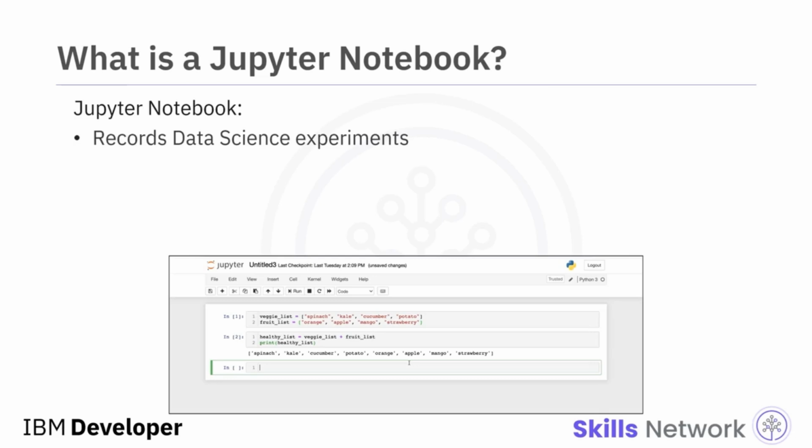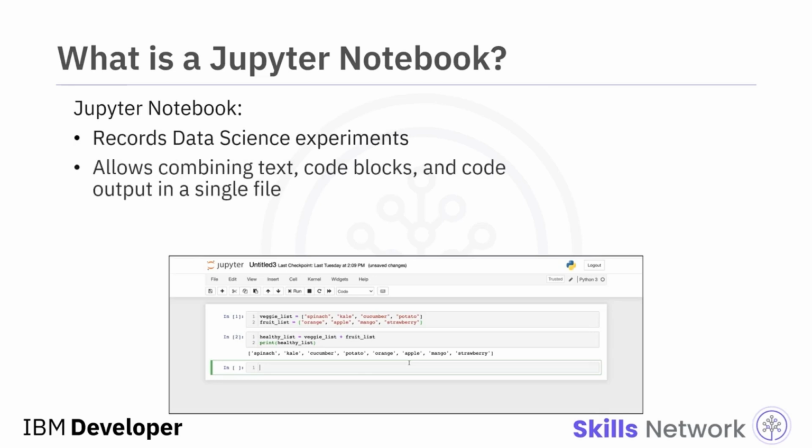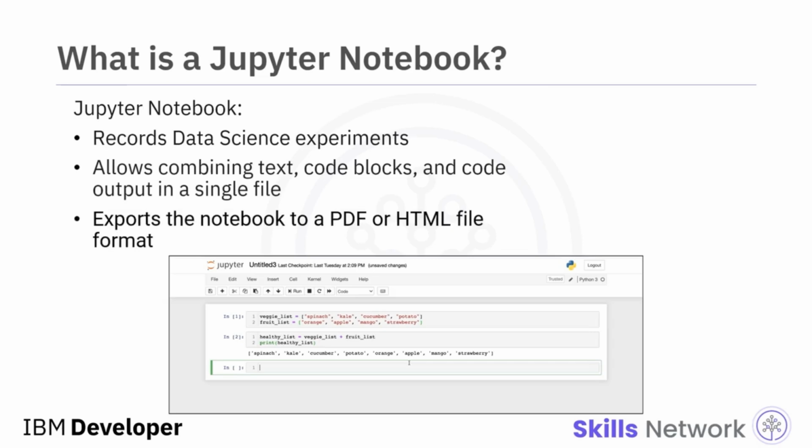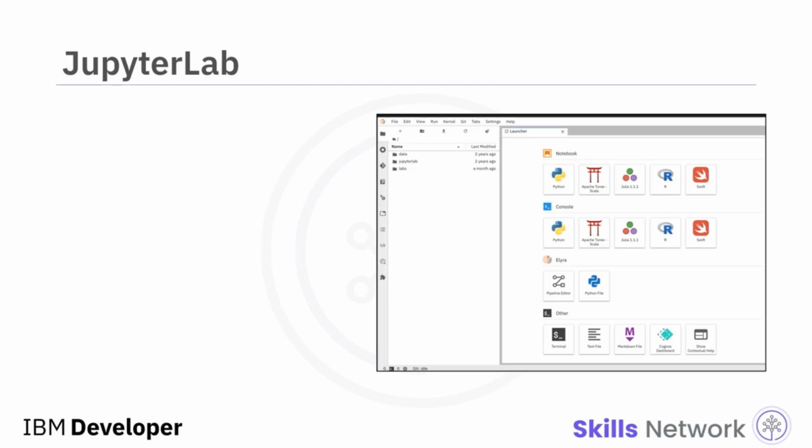In the same way, a Jupyter Notebook allows a data scientist to record their data experiments and results that others can reuse. Now, a Jupyter Notebook file allows you to combine descriptive text, code blocks, and code output in a single file. When you run the code, it generates the output, including plots and tables, within the notebook file. And you can then export the notebook to a PDF or HTML file format that can then be shared with anyone. Next, let's learn about Jupyter Lab.